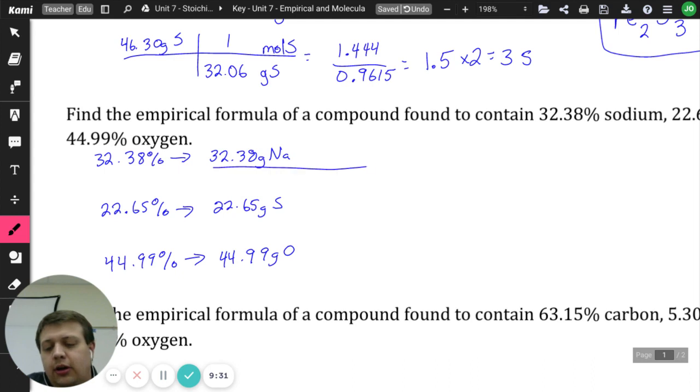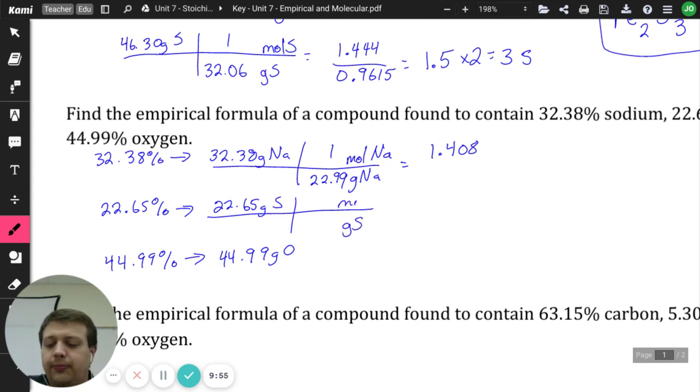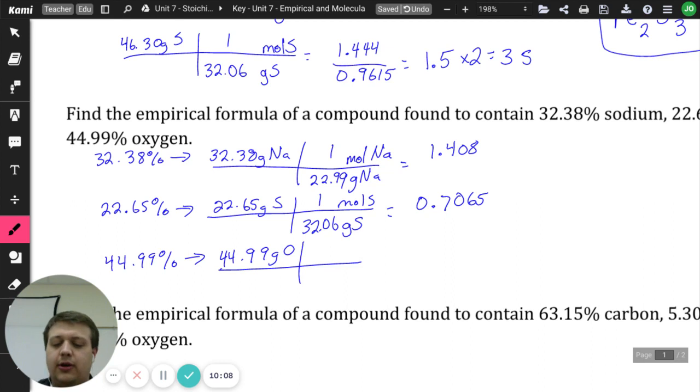So we're going to take this, we're going to convert these grams into moles. We're going to do that using our molar mass. So grams of sodium into moles of sodium. 1 mole is equal to 22.99 grams. Plug that into my calculator. I find I have 1.408. Keep on going. Convert this grams of sulfur into moles of sulfur. 1 mole, 32.06 grams. Solve for that, we're going to get 0.7065.